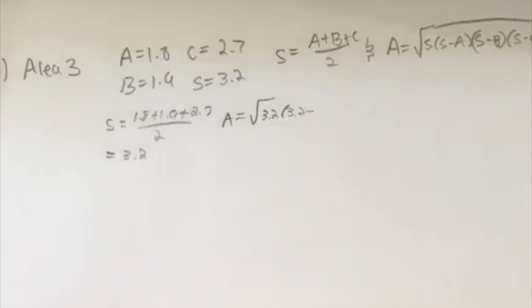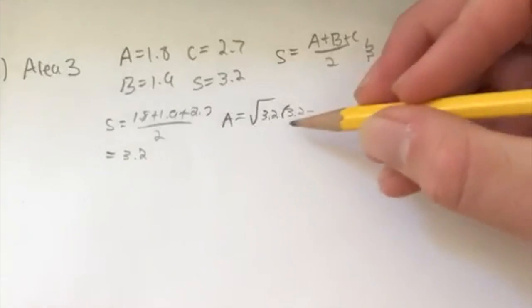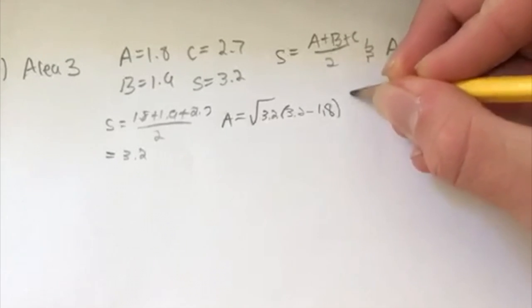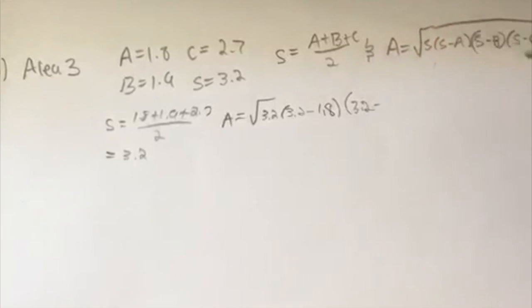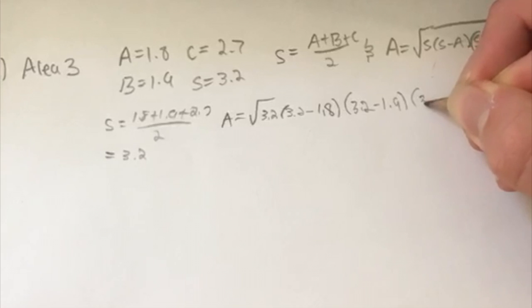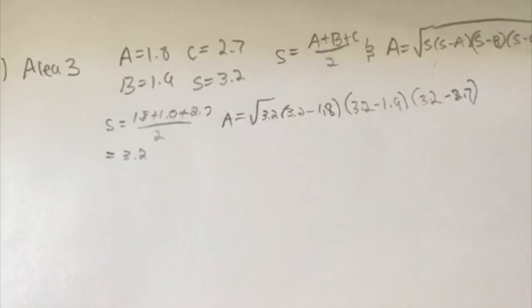So now that we found 3.2, we are plugging it into the original equation right here to find area. So what we're going to do is 3.2 minus A, which is 1.8, 3.2 minus 1.9, and then 3.2 minus 2.7. Once we plug that all into the calculator, we should solve for the total area. So let's go ahead and do that.